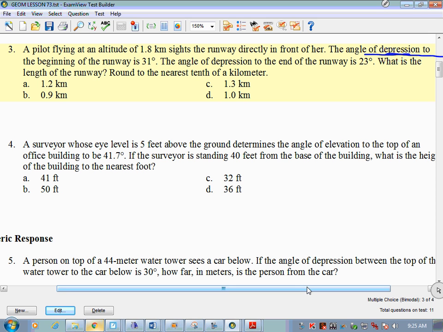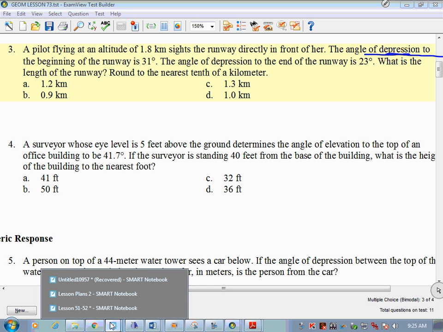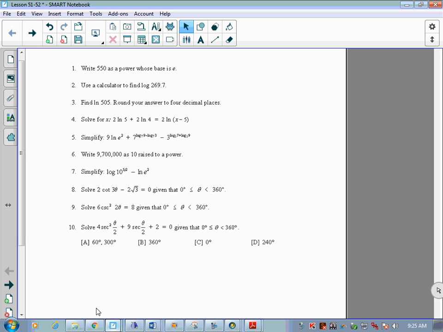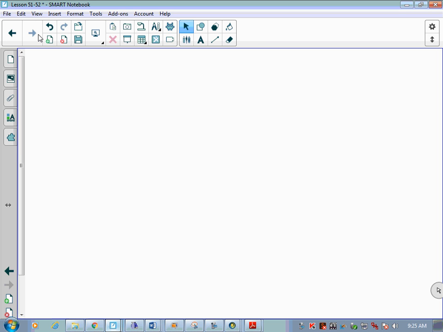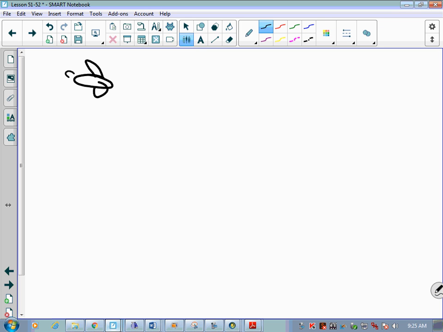This, I'm going to try to draw out for you. Let me try this and move this over. Okay, so we've got our pilot, with a line of sight, and we have down here a runway. Runway is a big, long thing.